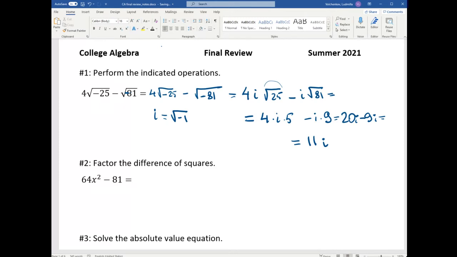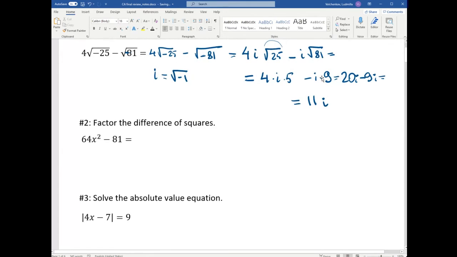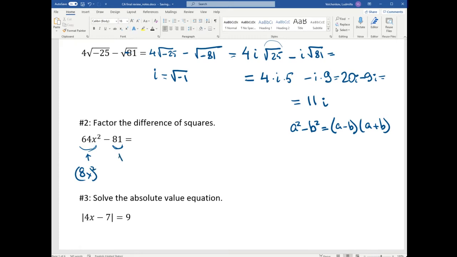Okay, the difference of squares. The formula is a squared minus b squared equals a minus b times a plus b. Here we have squares. We can represent each of the terms as a square: the first as 8x squared, the second as 9 squared. So it can be written as a difference, 8x minus 9 times 8x plus 9.